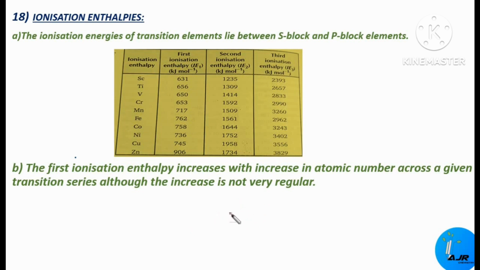The added electrons enter into the n minus 1 d subshell and shield the valence electrons from the nucleus. So the added electrons will be shielding the outermost electrons from the nucleus. Thus the effect of the increased nuclear charge is opposed by the screening effect of the n minus 1 d electrons. This is the reason why the increase in ionization enthalpy with increase in atomic number is rather slow and not very regular. Can you understand?